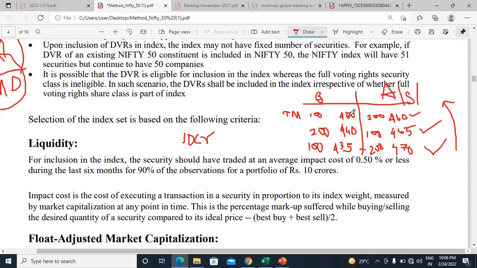So the buyer wants to buy at 450, the seller wants to sell at 460. So what is the in-between price? In-between price is 450 plus 460 divided by 2. So if you just divide it by 2, the result is 455. It should be 455, isn't it? So this should be your desired price, but as there is not much liquidity, this buyer, in order to buy shares worth 10 crore, may have to buy shares at 465, at 470, which is quite huge.